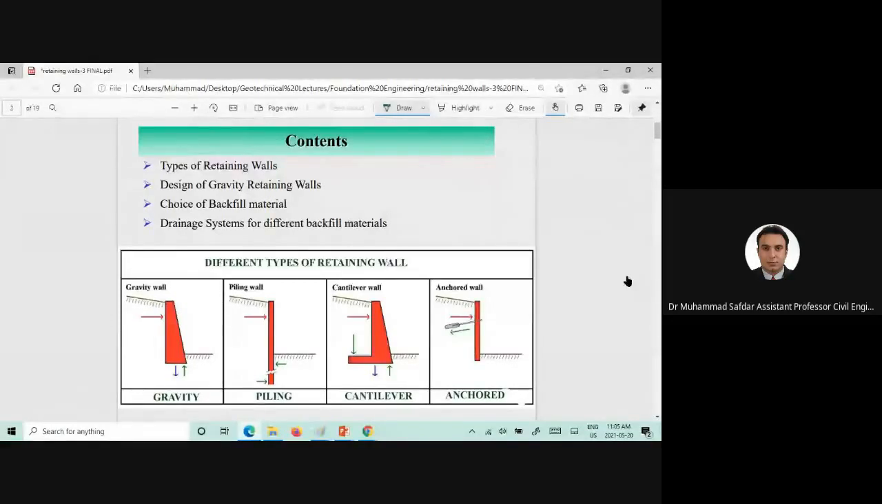Okay, the topic of our today's presentation and today's lecture would be discussing the types of retaining walls and the design of gravity retaining walls. It's a very practical and very interesting topic related to foundation engineering, where we will also discuss at the end of our lecture the choice of backfill material and different drainage systems which will be provided for different backfill materials, for example, granular materials, and for the fine materials, how the drainage is enhanced using different mechanisms and different systems.